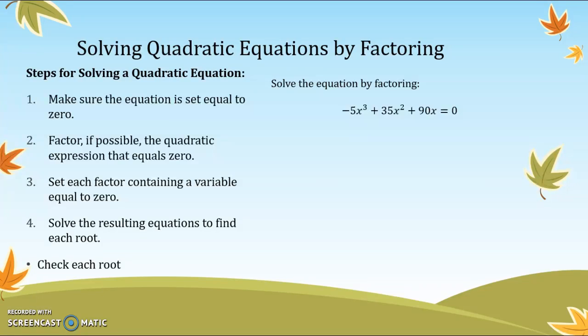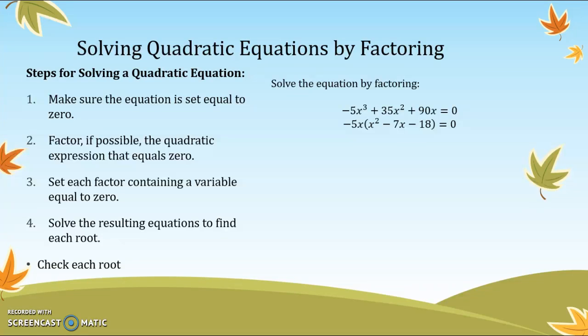-5x cubed plus 35x squared plus 90x equals 0. It is set equal to 0, it is in descending order, and I do see that we have a greatest common factor of -5x. So I will divide everything by -5x. When we divide by -5x, I'm left with x squared minus 7x minus 18 equal to 0.